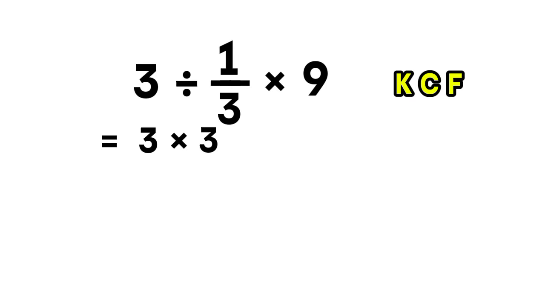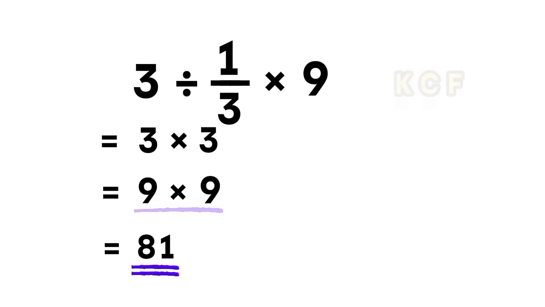And just like that, 3 divided by 1 over 3 becomes 3 times 3. Ooh, nice. Now, 3 times 3 gives 9. But we're not done yet. Don't forget the times 9 at the end. So, 9 times 9, take a second to think, yes, it equals 81. And just like that, the final answer to 3 divided by 1 over 3 times 9 is 81.